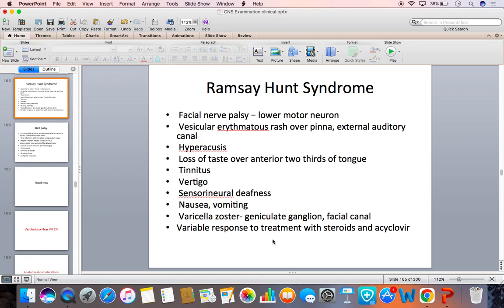This is the Ramsay Hunt syndrome. Facial nerve palsy involving the lower motor neuron, vesicular erythematous rash on the pinna, external auditory canal, hyperacusis, loss of taste on anterior 2/3 of the tongue, tinnitus, vertigo, sensorineural deafness, because the lesion may extend to involve the vestibulocochlear nerve. Sometimes nausea and vomiting. The cause is varicella zoster involving the geniculate ganglion and the facial canal. There is variable response to treatment with steroids and acyclovir. This is how we go about this particular syndrome, treating with steroids and acyclovir.